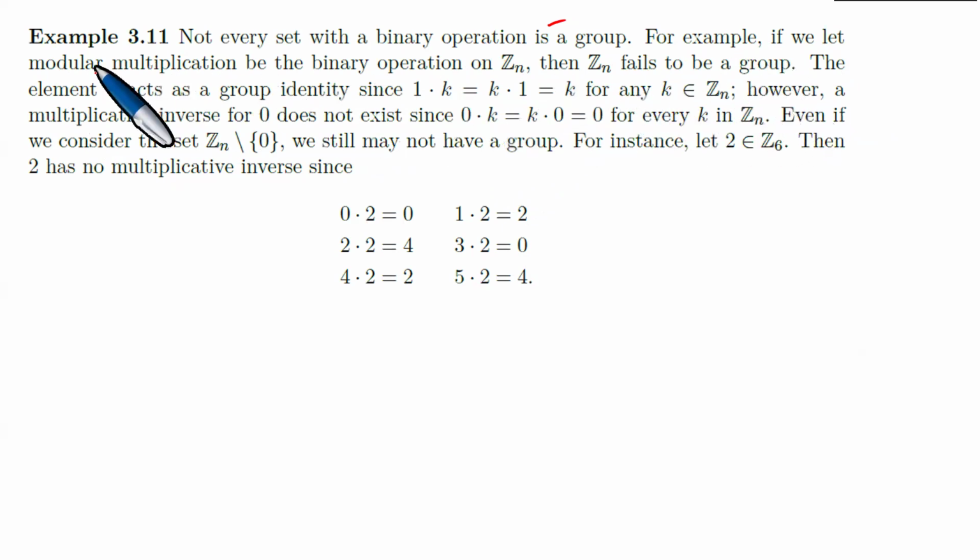For example, if we let modular multiplication be the binary operation on Zn, because we were looking at addition in Z5, but if you want to look at multiplication, then Zn fails to be a group under multiplication. The element 1 acts as a group identity, since 1 by k is k by 1, which is k for every k in Zn.